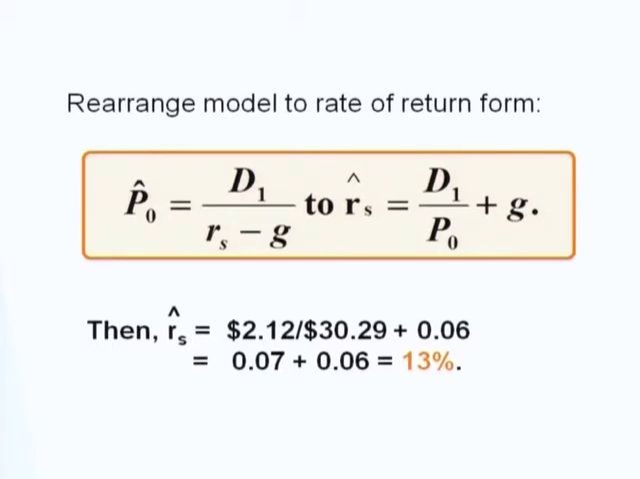From the previous example, you get D1 2.12 divided by P0 30.29 plus g, 6%, then Rs is also 13%. You see Rs, the rate of return, equals, again, you remember, dividend yield plus capital gain yield. Looking at the right-hand side of this equation, the rate of return equals D1 divided by P0, which is the dividend yield, plus g. Remember, g can also equal what?